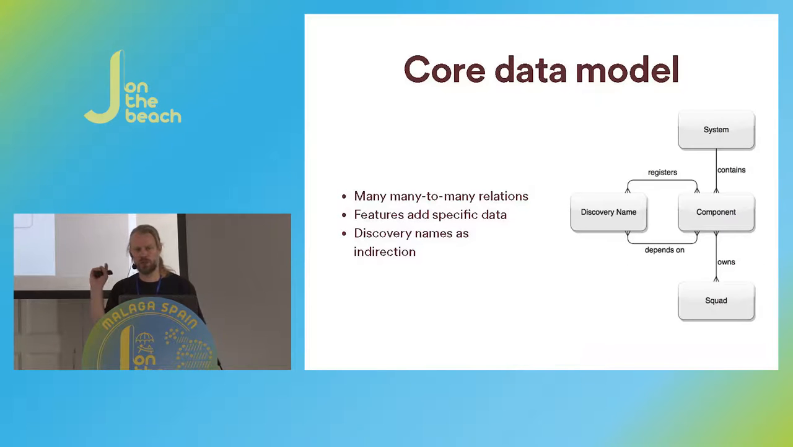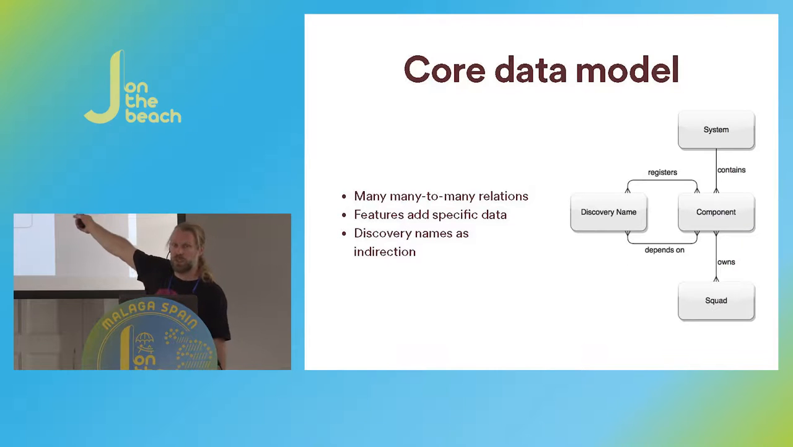And I'm also going to talk on the next slide or set of slides about the discover names thing. But let's go through these. So if we start from system, I mentioned what that is. It's a collection of related components. So a system contains a number of components. A component can only belong to one system.